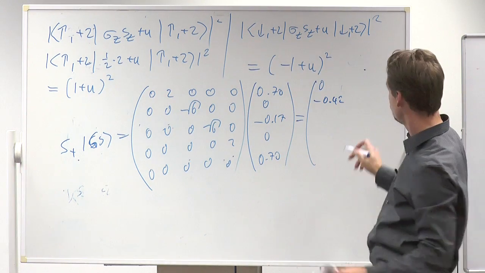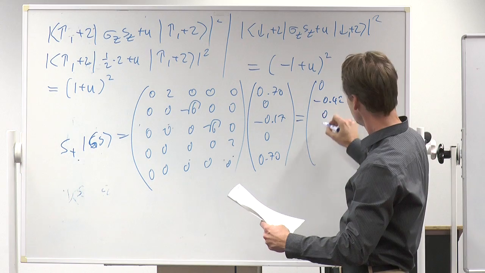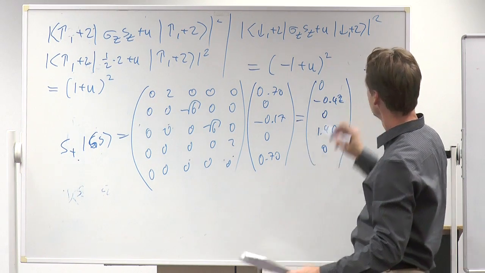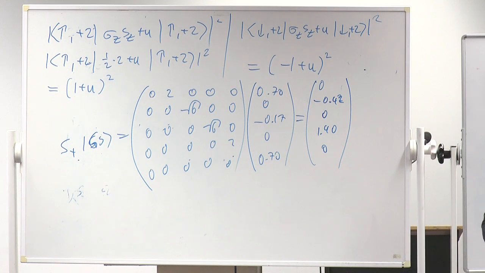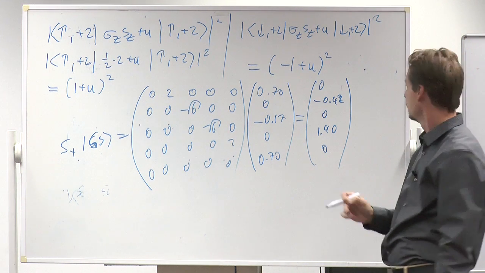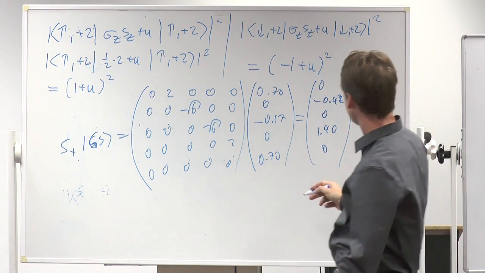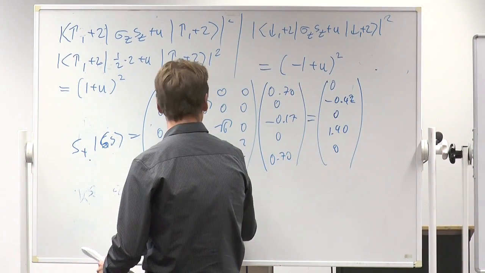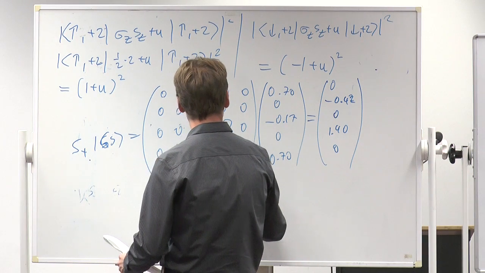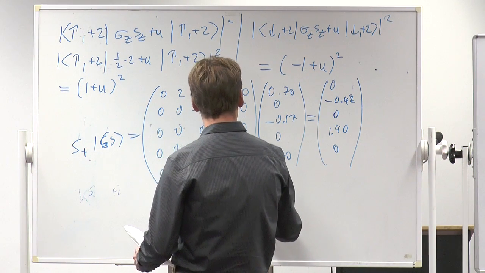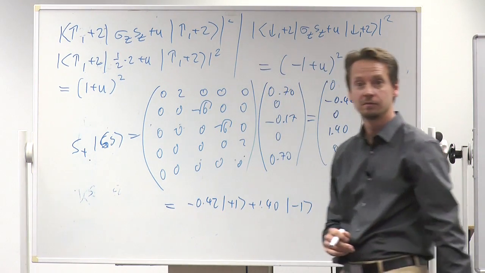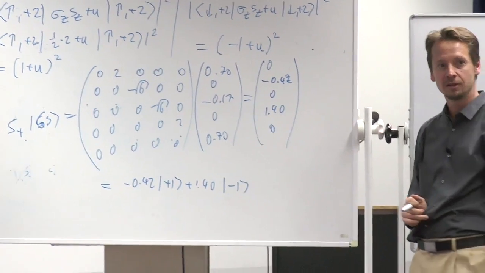Just basic matrix multiplication, and you get 0, 1.400. Right? Nothing magic about it. Another way to write that is basically times minus 0.42 times plus 1 plus 1.40 times minus 1. Just the same thing, basically.